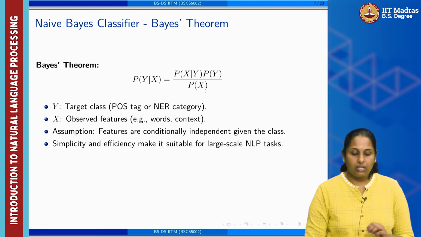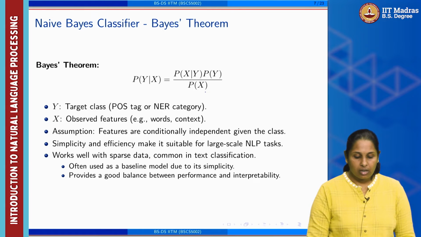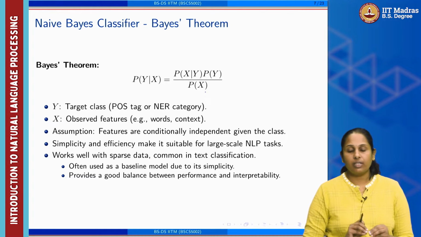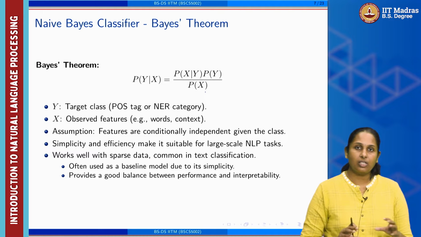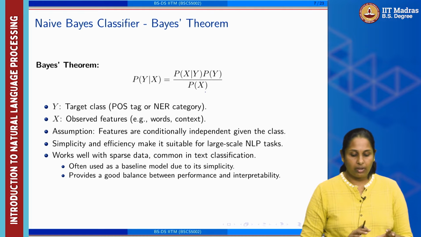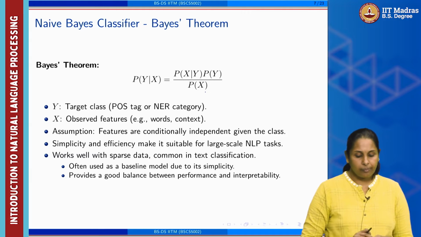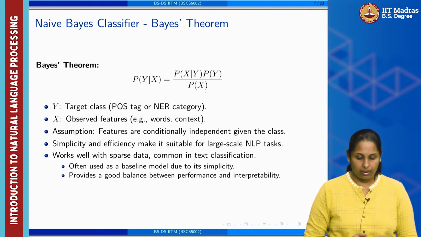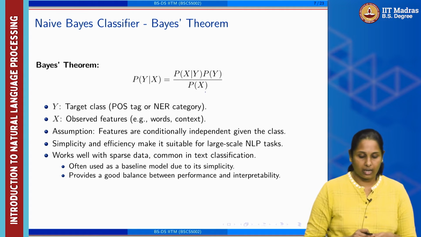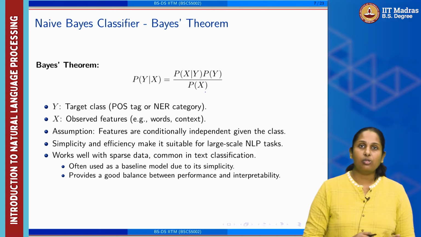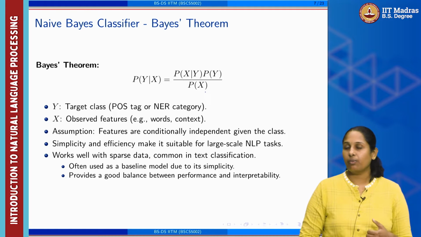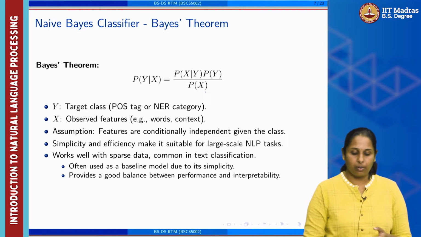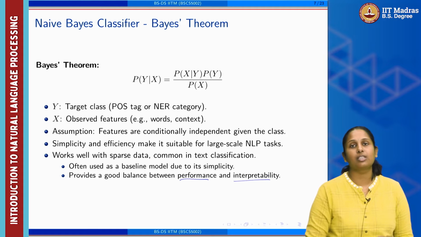So now it is very simple, very efficient. It works with very sparse data, especially in text classification. When we have very sparse data, it can be used as one of the baseline models when we are building any of the POS or NER kind of thing. And there is also a good balance, because this naive Bayes will be good for better performance, and interpretability is very high.